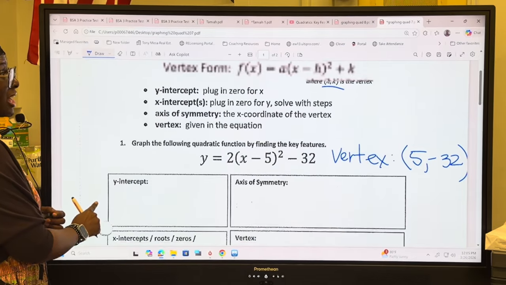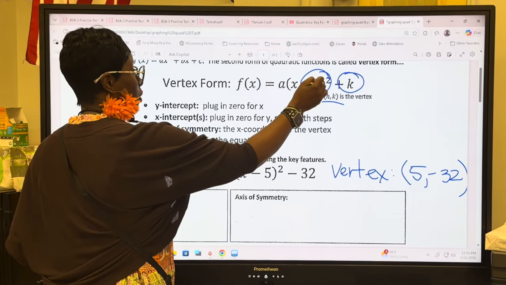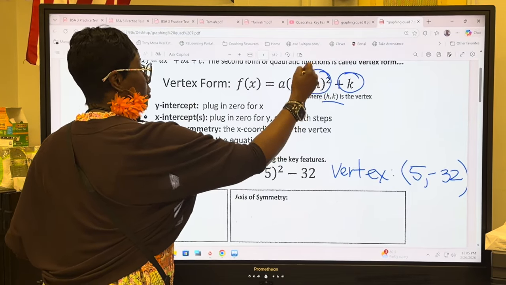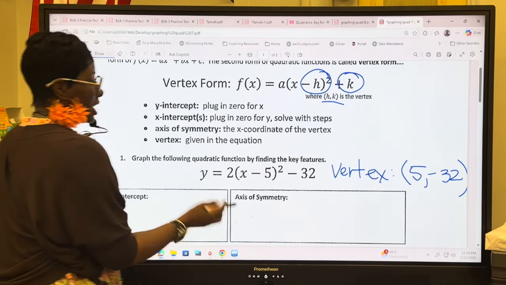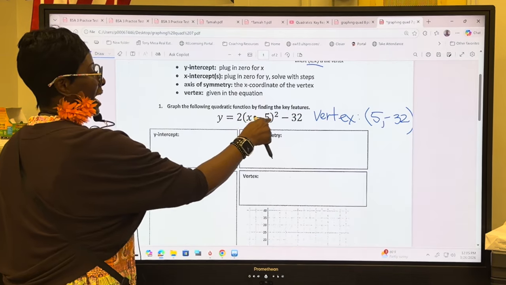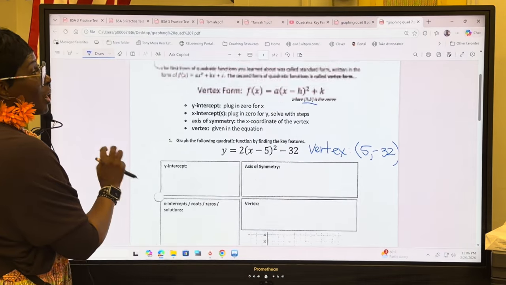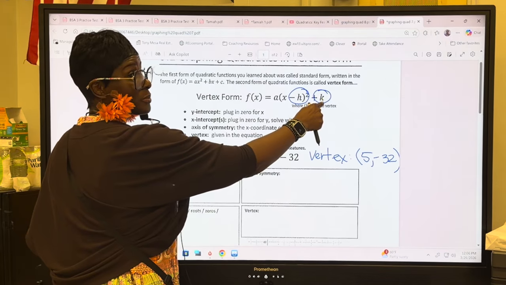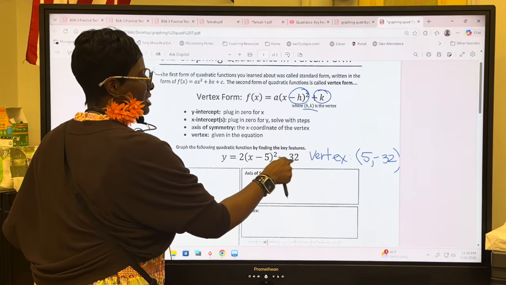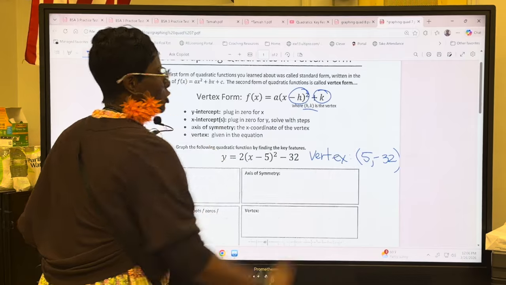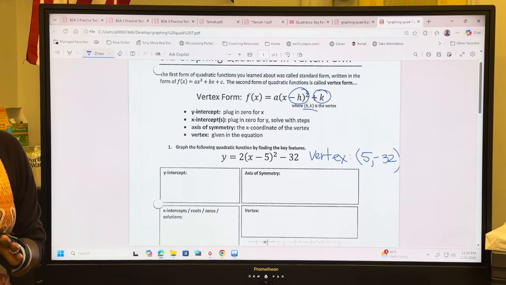Because you got to switch it. It says in the formula that the h of your vertex is the opposite of whatever you see here. Whatever we see here, you take the opposite of your h, and that is the x of your vertex. So when I look at this, I see a negative 5, and the opposite of negative 5 is positive 5. But we do not switch the k. Does it tell us to take the opposite of k? No. So I'm going to leave this k as it is. It's negative 32, so the y of my vertex is negative 32. Does that make sense? Does everybody understand that?